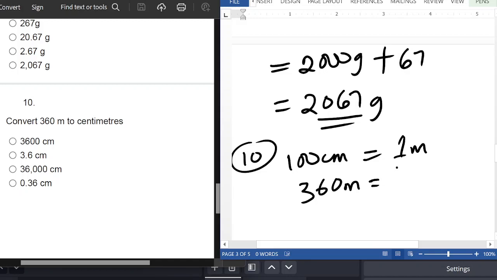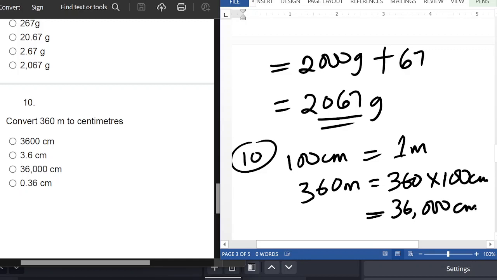So we want to change this to centimeters. We are moving from meters, which is bigger than centimeters. So in that case, multiply by what? 100. So that is 360 multiplied by 100 centimeters. So that gives us 36,000 centimeters.